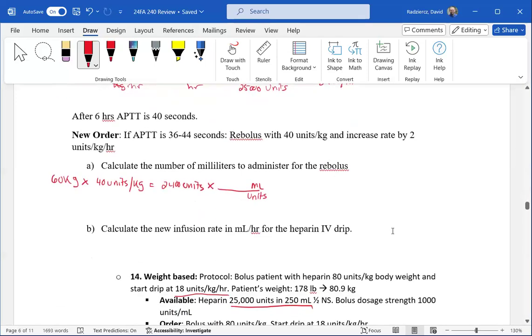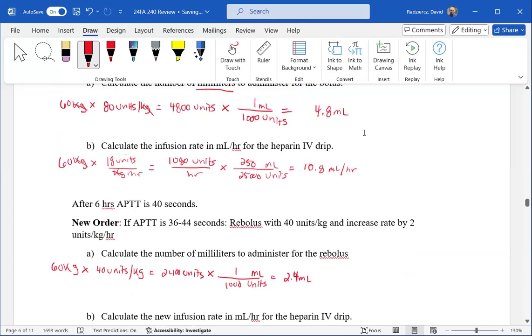Now, I've been doing this for way too long, so I have these all memorized. But this is 1,000 units per milliliter, which gives me 2.4 milliliters, which probably makes sense, right? Because if my original was 4.8 and I just cut it in half, 2.4 milliliters makes sense.